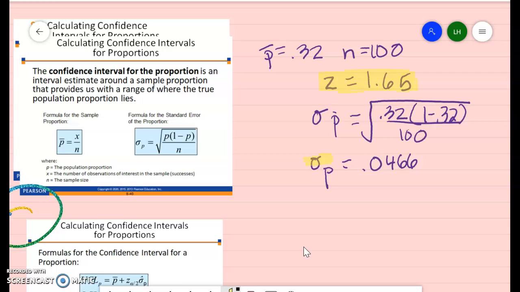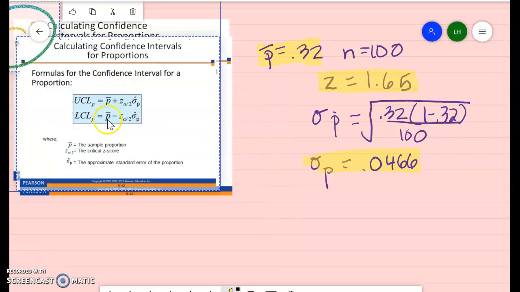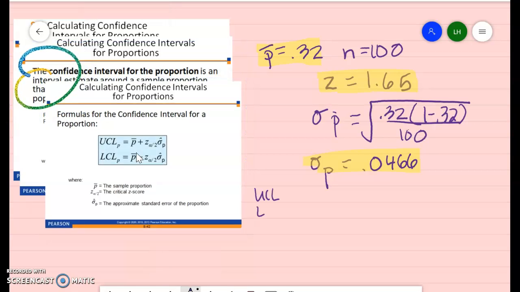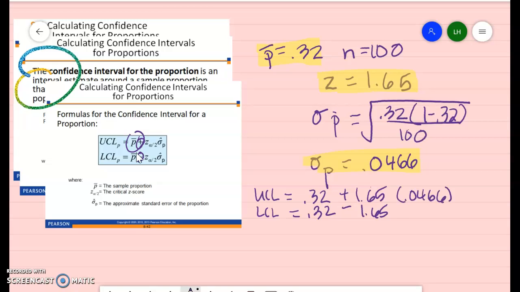We need this and this and this. So now let's look at the formula for a confidence interval. So we want for the upper and the lower, we're going to take the proportion, which is 0.32. For the top one, we're going to add. For the bottom one, we're going to subtract the z, which is 1.65, times the standard error of the proportion, which is 0.0466. And I believe we're going to round our answer to 3 decimal places.